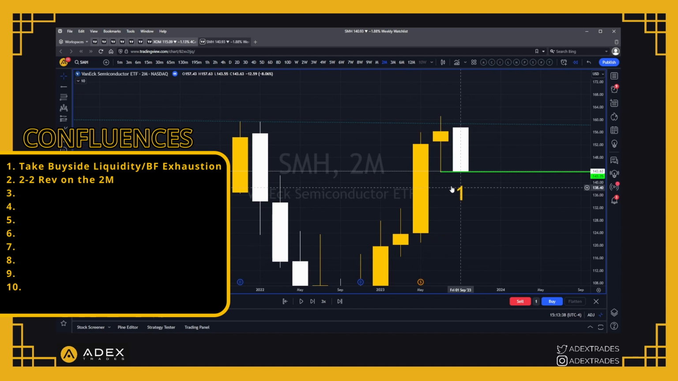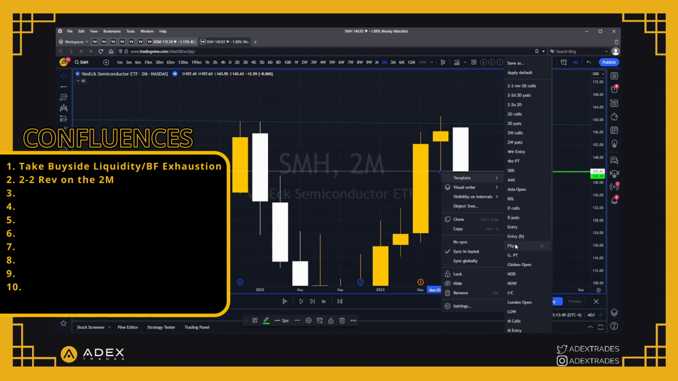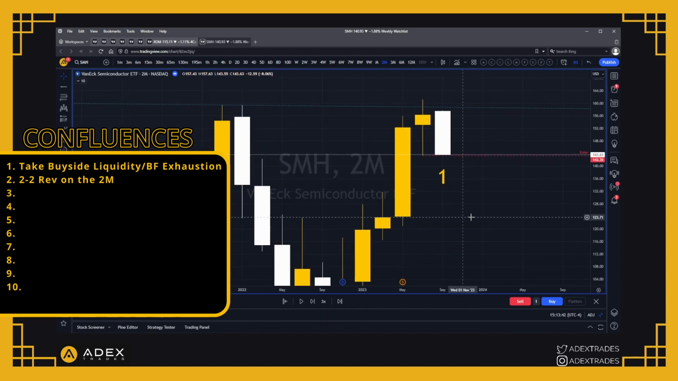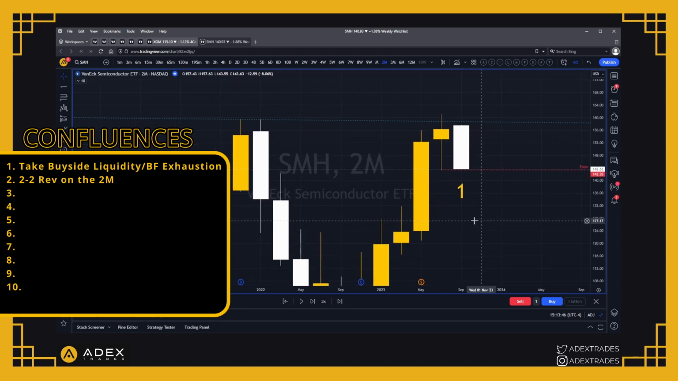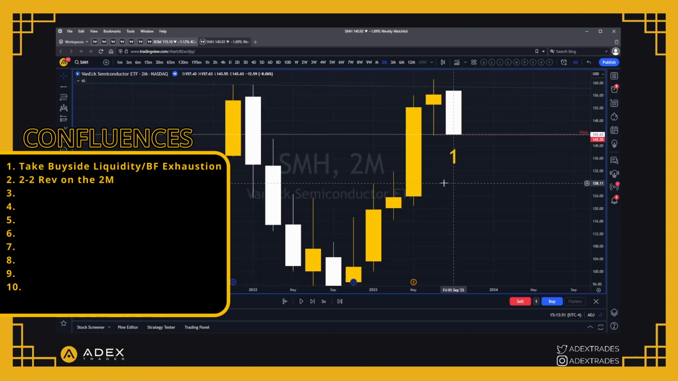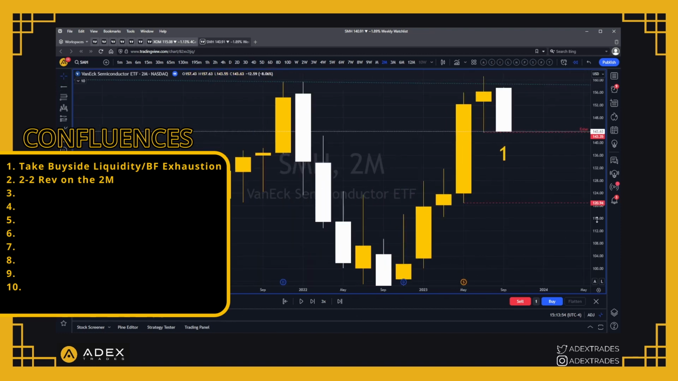2-2 reversal on the 2-month. You can even mark this as entry for the downside. Based off the 2-month chart, we know, because you trade the strat, that a 2-2 reversal, the price target for the 2-month chart is here at 120.94.